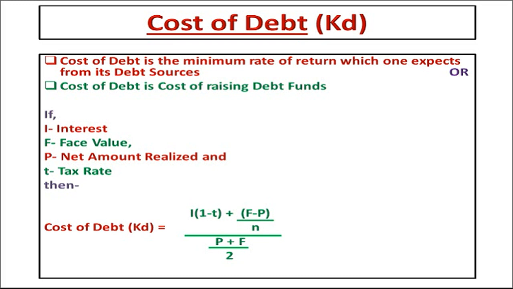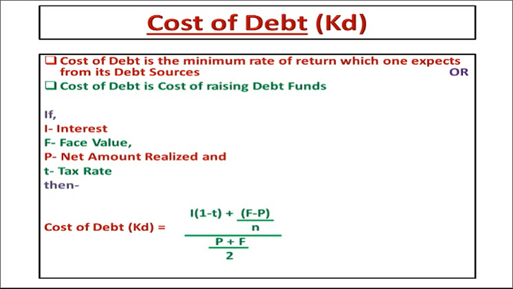Cost of debt is the minimum rate of return which one expects from the debt sources, or cost of debt is the cost of raising debt sources. If I is interest, F is face value, P is net amount realized, and T is the tax rate, then cost of debt can be calculated with the formula KD = I(1 - T) + (F - P)/N divided by (P + F)/2. So this is the formula by which you can calculate cost of debt.